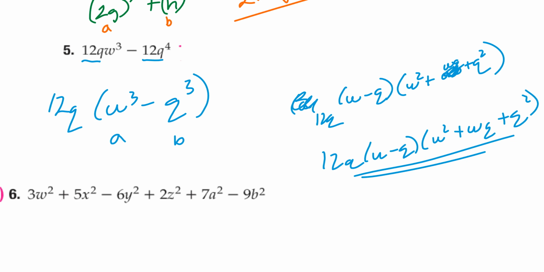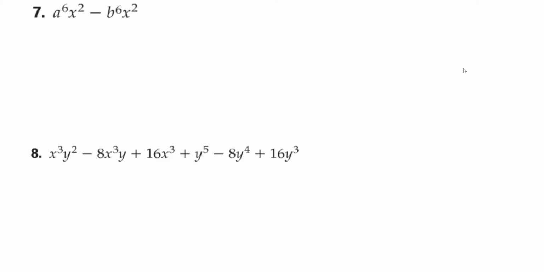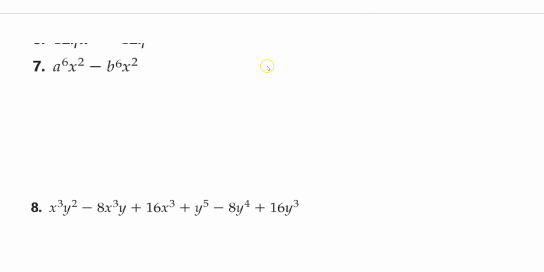Look at that. It's another factor by grouping. We're going to skip that one because we did a lot of these. It's a lot of factoring ones. We're not going to do all of these.